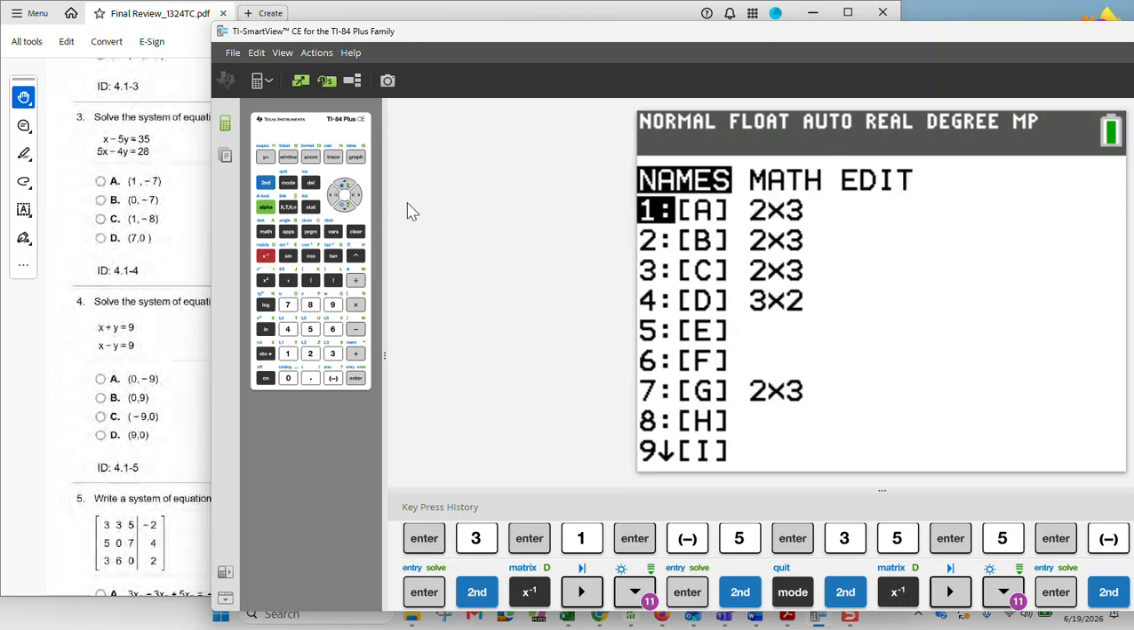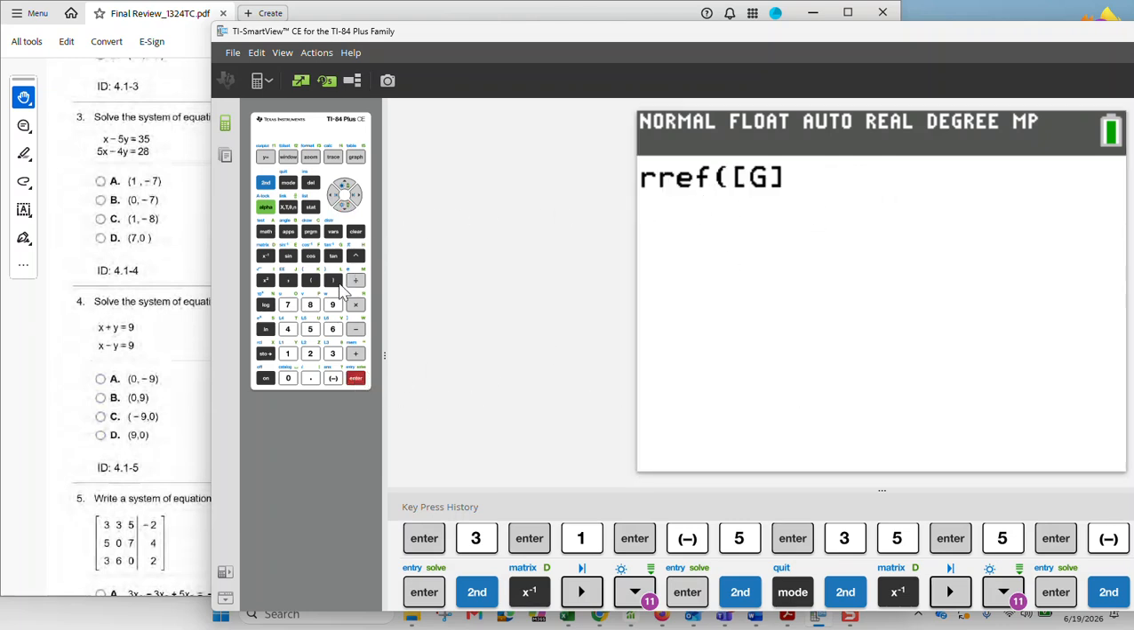So basically, you go to the very right, edit first, right? And then come back to the middle, go to math to find the row reference, and then come back to the names to find your matrix. All right, so now we have a G. We input a matrix into G, so I hit enter. So now I have a G in here, right?